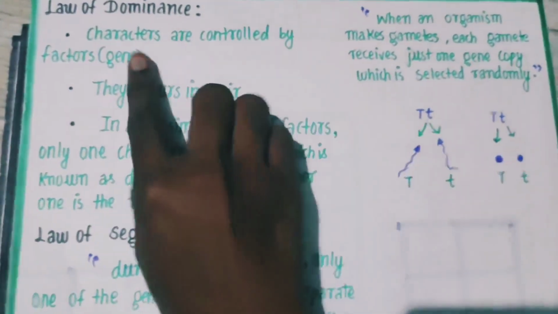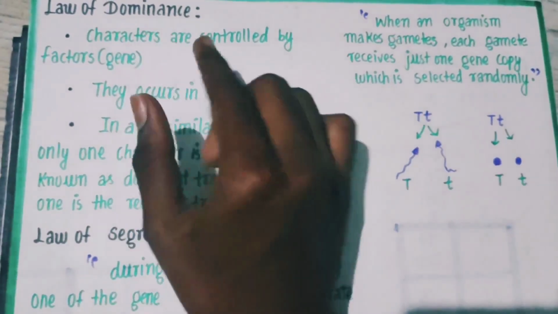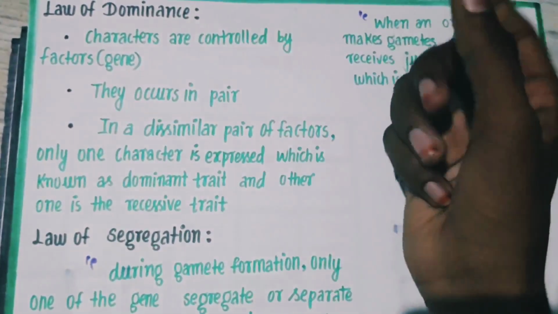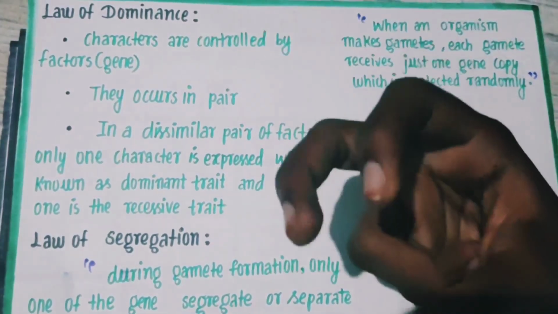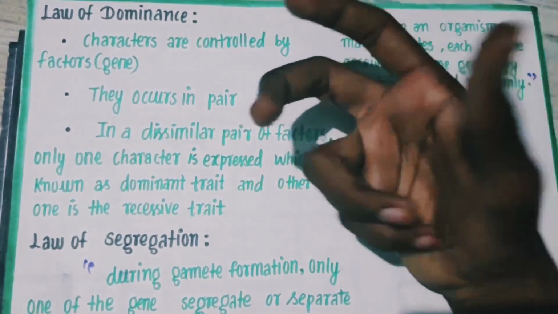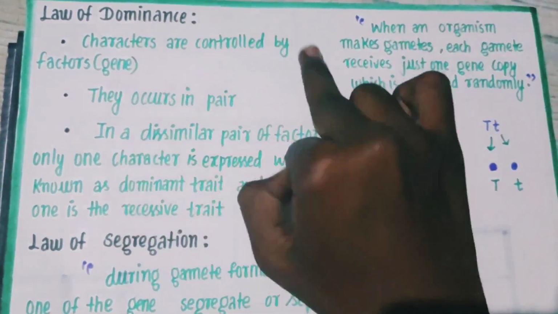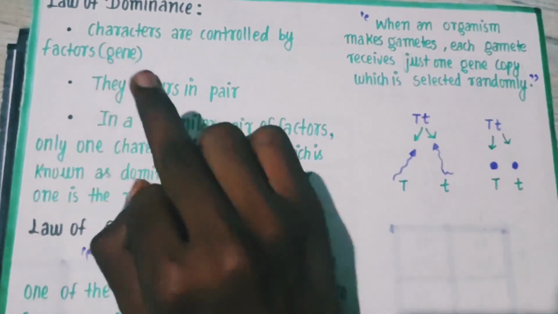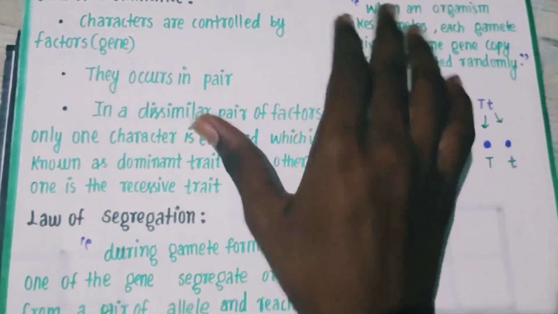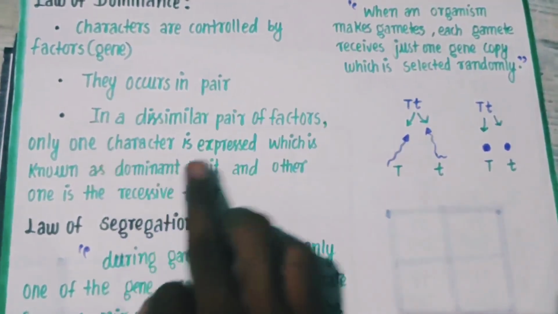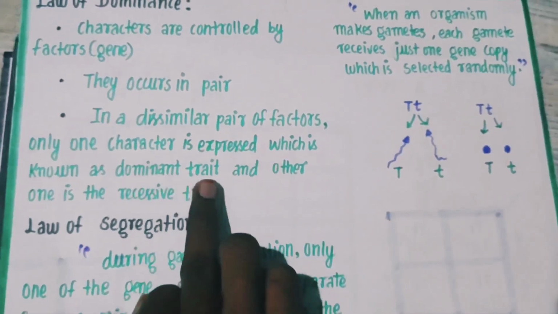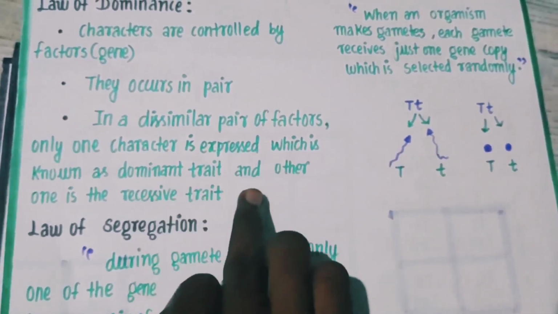The characters are controlled by factors, right? You know very well that the gene is the basic unit of inheritance, and it is responsible for the transmission of characters from the parental to the next generation. So characters are controlled by factors, and these factors always occur in pairs, and in a dissimilar pair of factors, only one character is expressed, which is known as the dominant trait. The other one is the recessive trait, right kids?